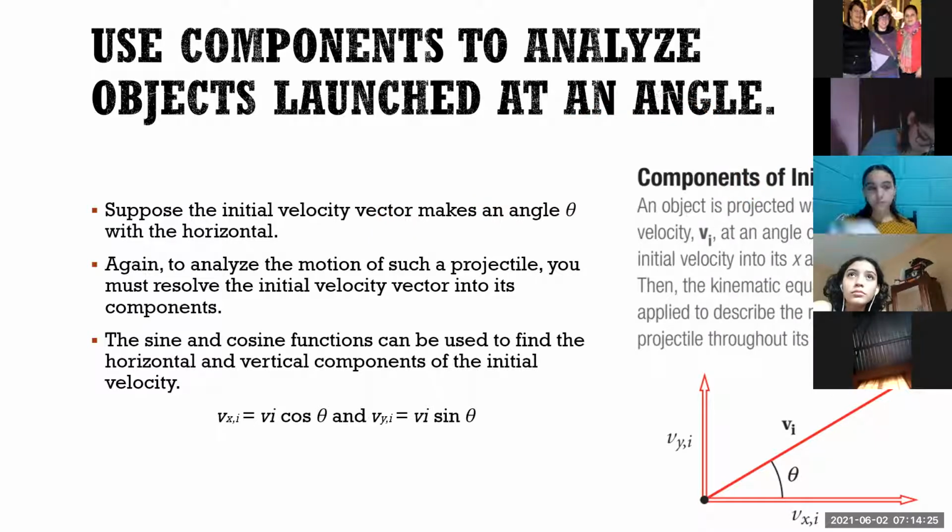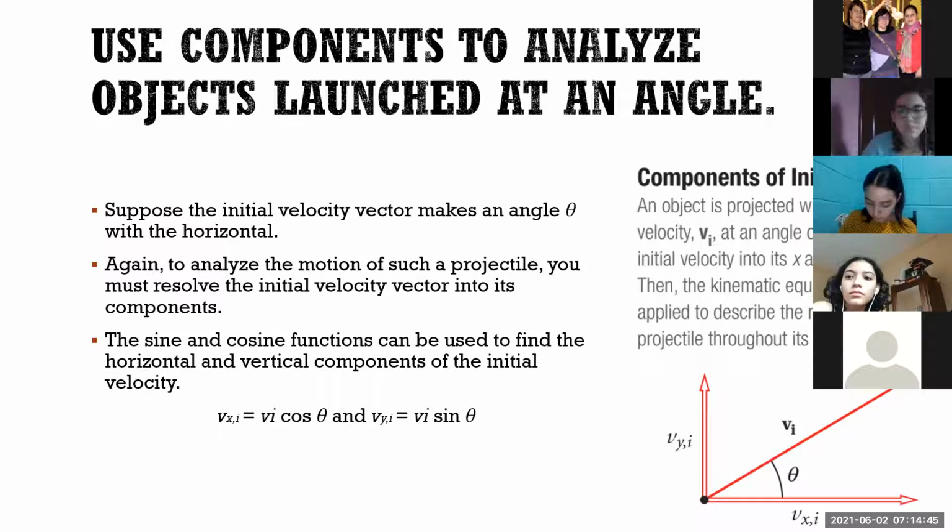Now take a look here. It says, use components to analyze objects launched at an angle. The components are the two parts that make up the vector, the x part and the y part. Remember, in vectors, I ask you, get the x component, get the y component. You're going to be doing the same here, but instead of having a vector, you're going to have an object. So you will have to draw the vector and use the components.